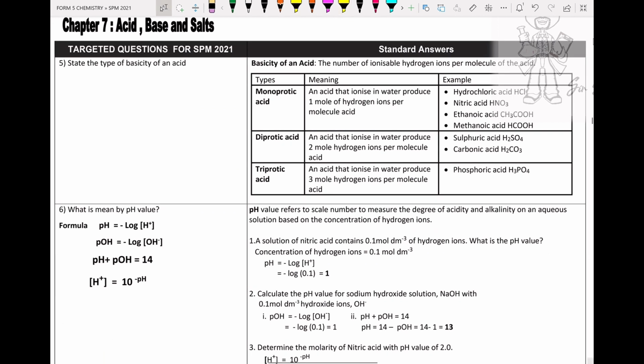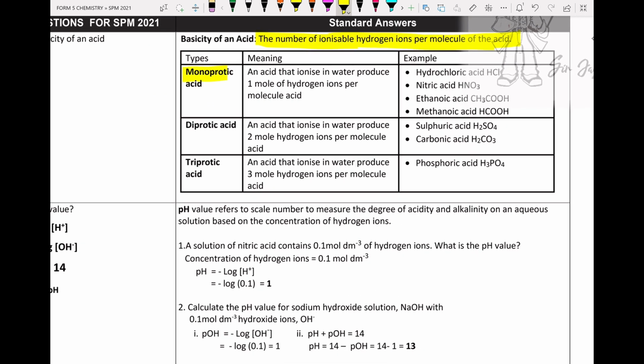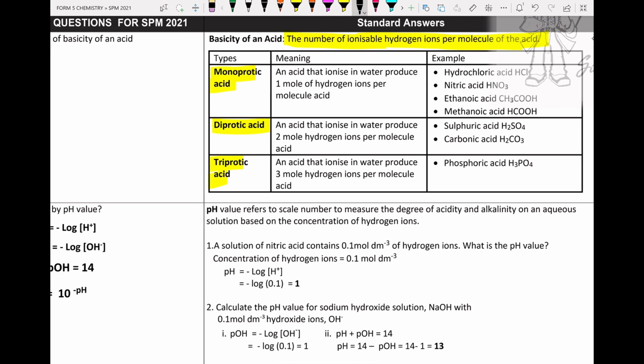Alright, next, basicity of an acid. What is meant by basicity? The number of ionizable hydrogen ions per molecule of acid. We have three types of basicity: monoprotic, diprotic, and triprotic. This basicity can be used for strong acids as well as weak acids.